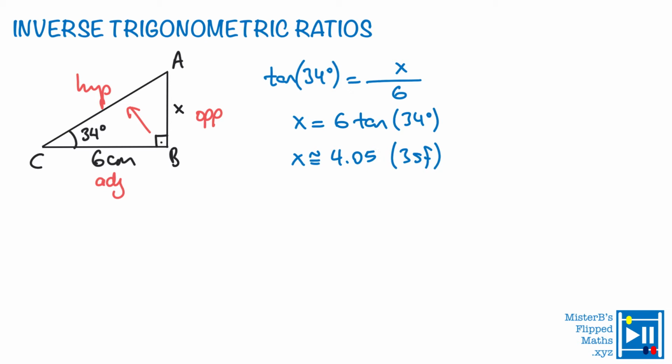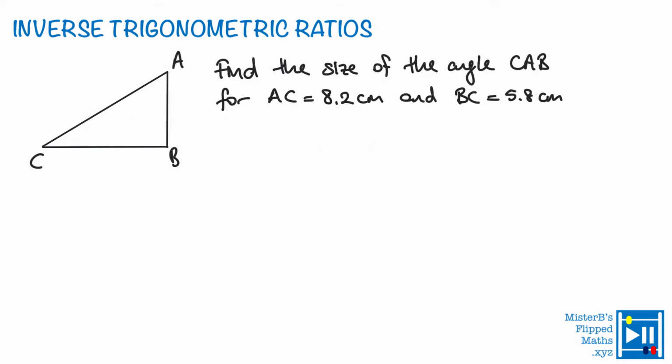So these are the trigonometric ratios that we know. We are calculating the side length by the help of the angle. So the inverse will be such that we are going to find the angle by the help of the side lengths. For example, we are asked to find the size of CAB, this angle, given AC, which is the hypotenuse, 8.2 centimeters, and BC, one of the right sides, 5.8 centimeters. And across this angle is the opposite side. So basically it's opposite over hypotenuse.